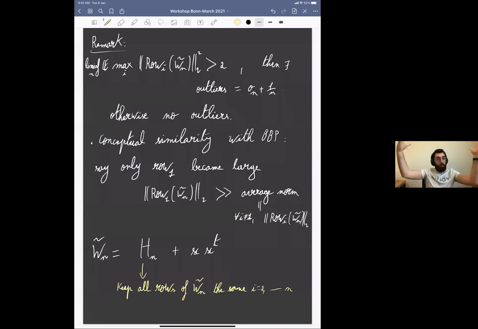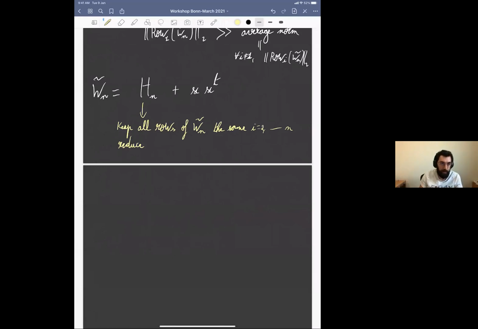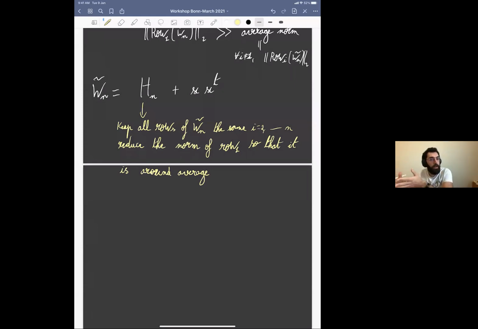It's the first row which pumped up above the average. So I'm going to shrink it down: I remove from it the excess norm to make it around the average. There are many ways to do that. You can imagine multiplying by the indicator that the norm is smaller than the average, or something like that. So reduce the norm of row 1 so that it is around the average. If you reduce it to around the average, what is left you put in the rank 1 perturbation X. Remember, when you add X plus X transpose, it's a rank 1 matrix because you're only changing row 1 and column 1, and all the others you keep the same.